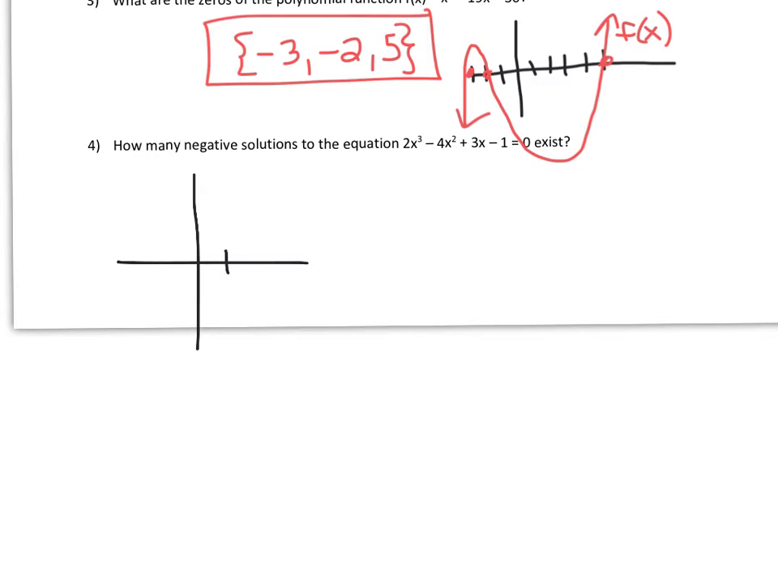I'm kind of zooming in here. I'm not showing a lot of the graph, but it looks something kind of like that, right? So they want to know how many negative solutions. Now, a solution is where the graph crosses or touches the x-axis. Well, here's a positive solution, but I don't see any negative solutions. There are no negative solutions. So the answer to this would be none, right? 0. There are 0 negative solutions.